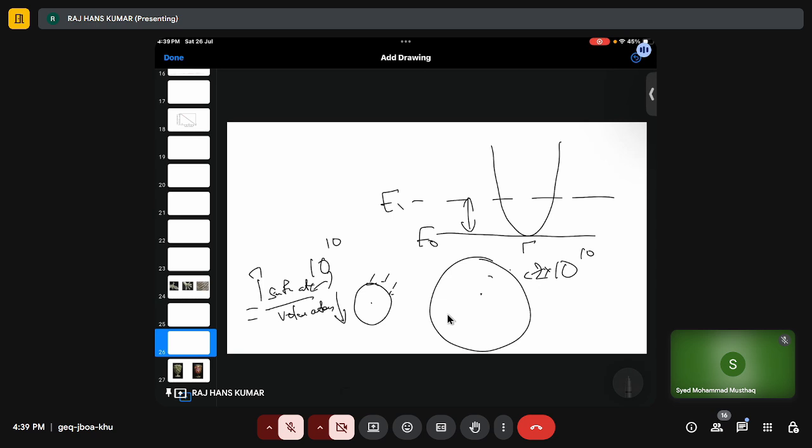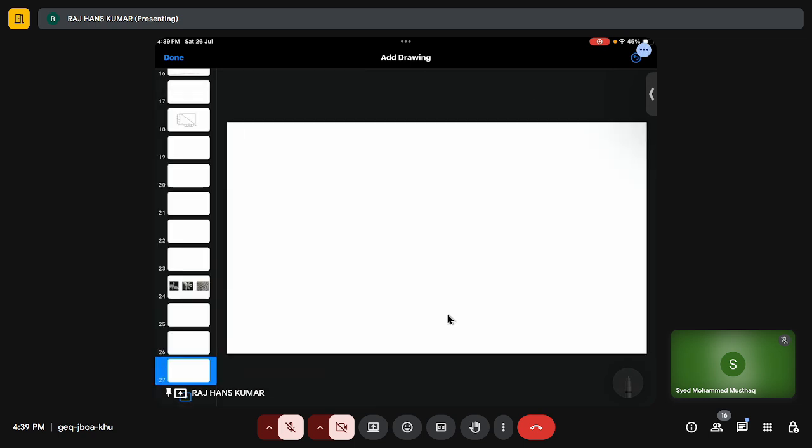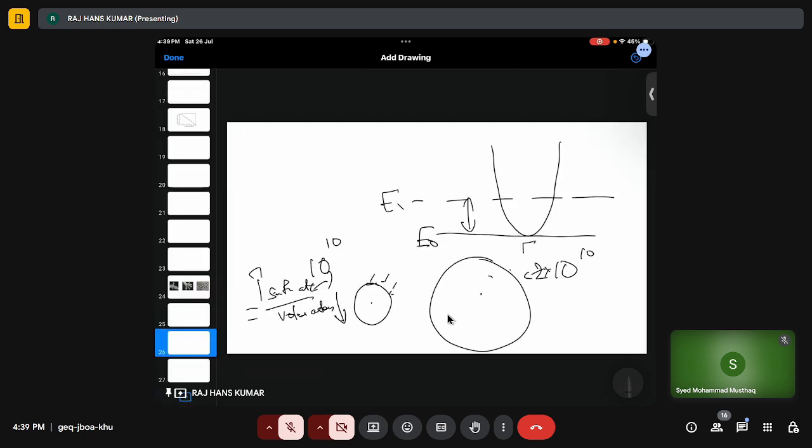So for example, E naught. Again, I will explain more clearly why I am explaining this. Even I had this confusion. The smaller one has fewer surface atoms, the bigger one has more surface atoms. Then why are we saying that the smaller particles will have high surface energy?